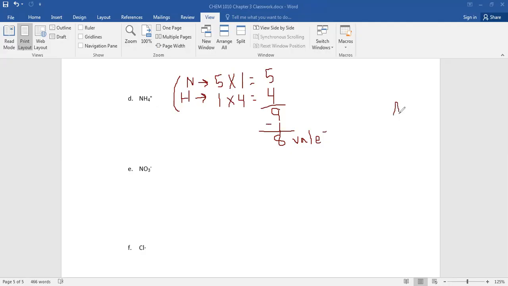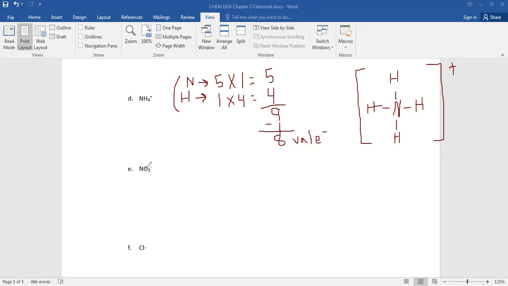So your nitrogen is the more electronegative atom. It goes in the center. The 4 hydrogens are bonded to it. And you've got 2, 4, 6, 8 electrons, as represented by those 4 single bonds. Each single bond represents 2 electrons. And then it's an ion with a +1 charge. You put the Lewis structure in brackets, and then you put the plus charge on the outside of the brackets.